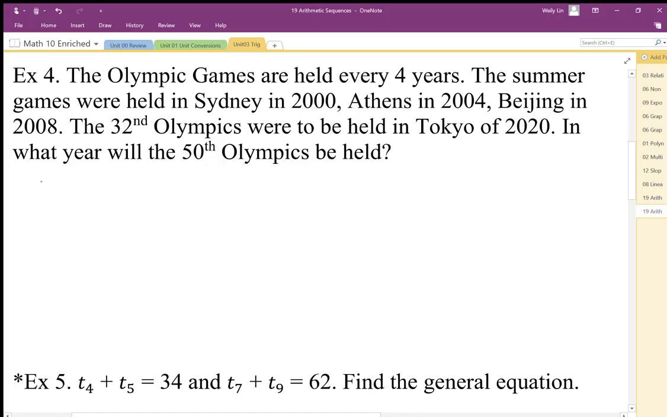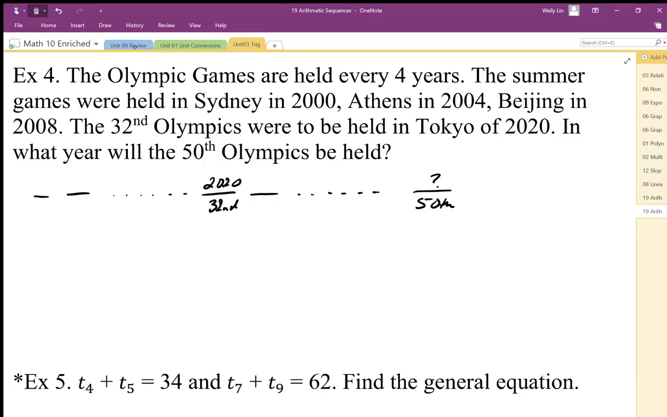Okay, so we know that we've got a bunch of Olympics happening here, so I'm just going to sketch this out. And the 32nd Olympics happens in 2020, and we want to go all the way up to the 50th Olympics. We want to know what year that happens in. We know that it's going up by +4, so it's going to be 2024, 2028, etc.